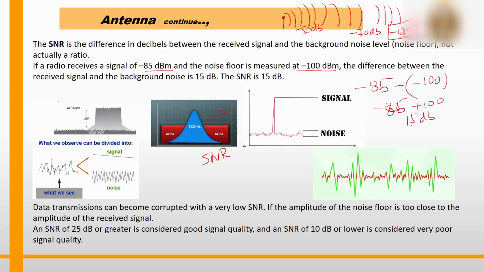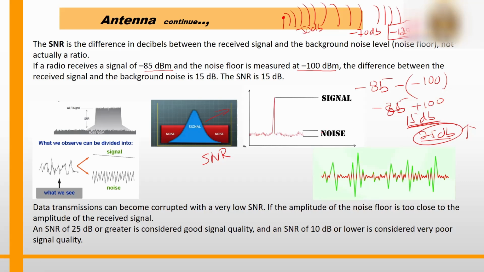So this is the SNR. 15 dB is the SNR: the actual, legitimate signal minus the noise. The difference should be 25 dB. So this is the recommended SNR. Anything at 25 dB and above is considered to be a good SNR. If it is below 25 dB, then the SNR is not good.